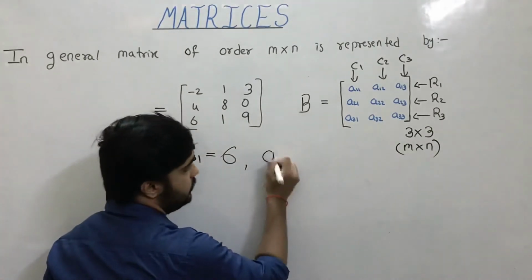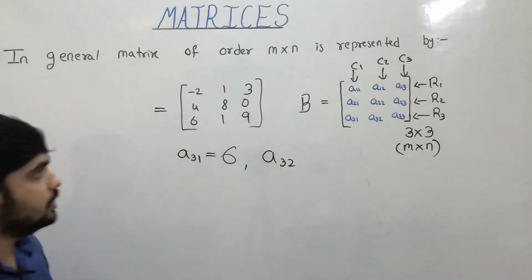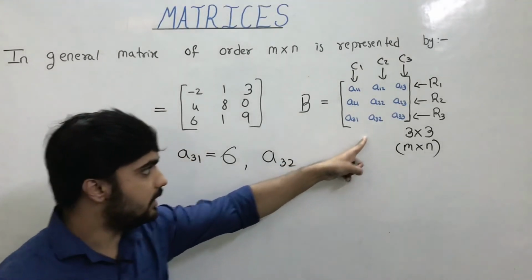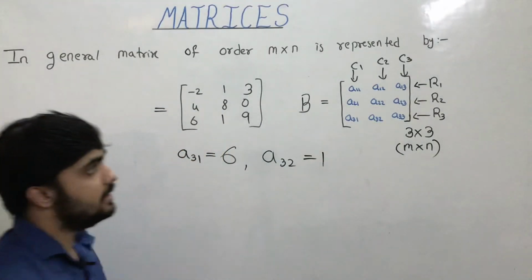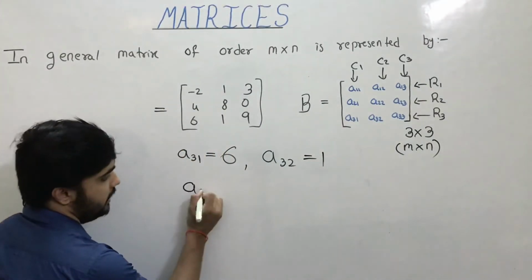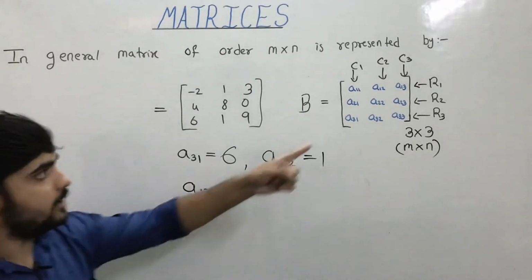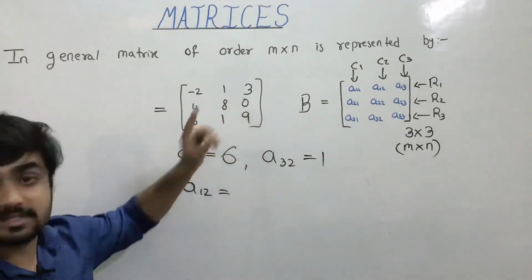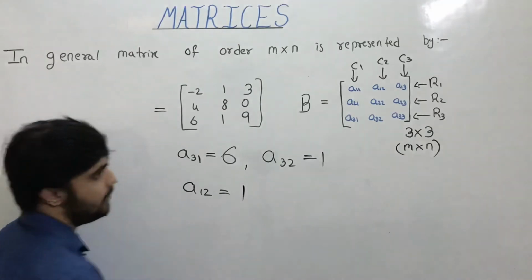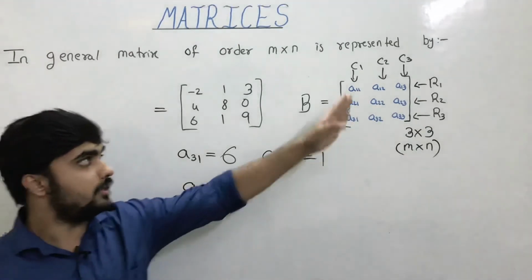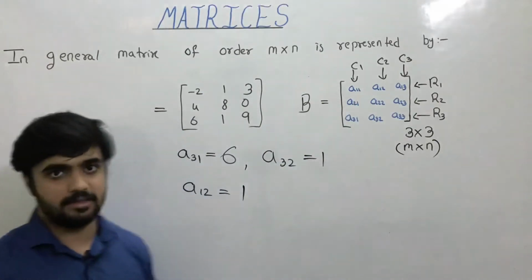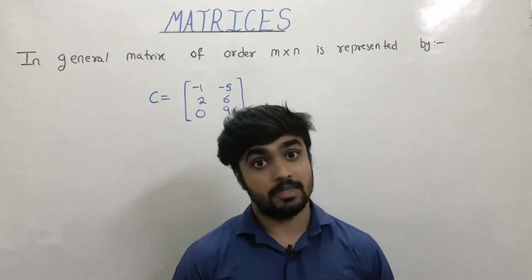Similarly, if they ask you to write A32, you know that A32 is this place. So it is 1. They can ask you A12. By comparing, you know that A12 is this position. So A12 is 1. In this way you can write all the elements as you know the arrangement of elements in this. Okay, now let's see one more example.